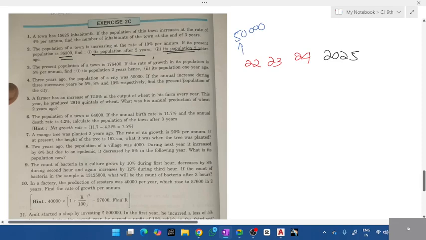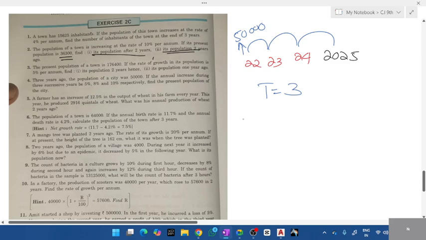Okay, read the question. If the annual increase during, what do you mean by three successive years? 1 year after the another year, right? So 2022 it was 50,000. Are we going future or backward, students? Future. Future. So time is equal to how many years? Time is equal to years.